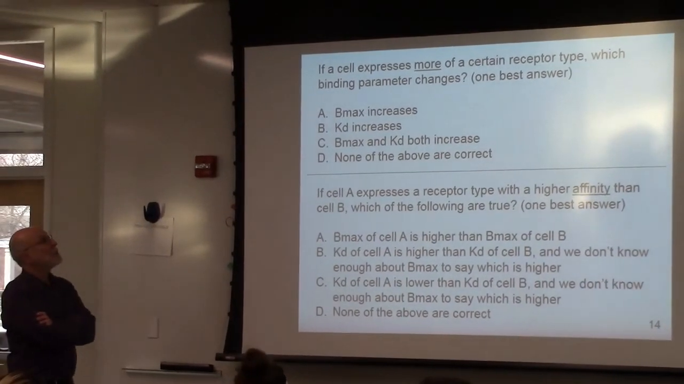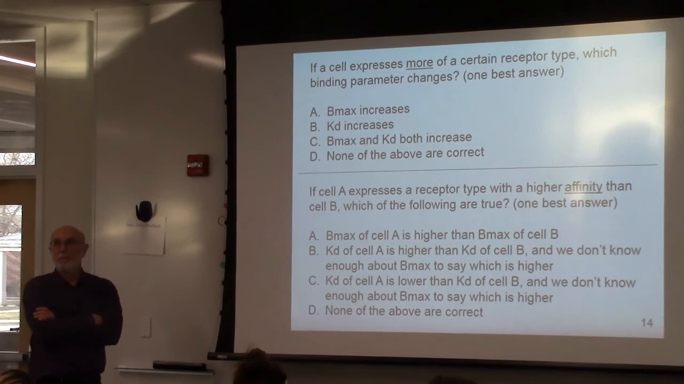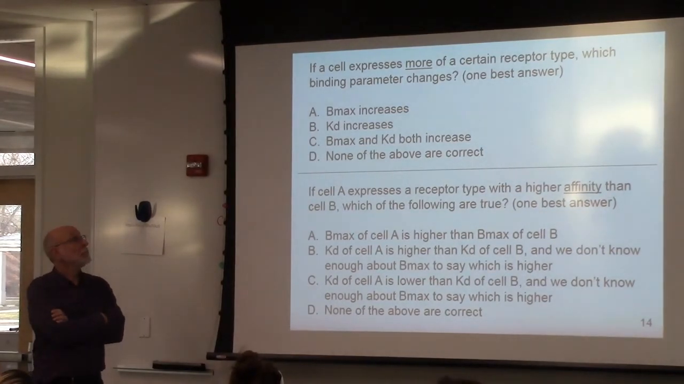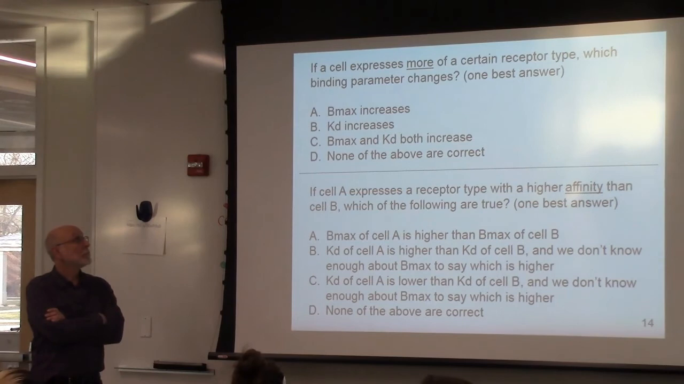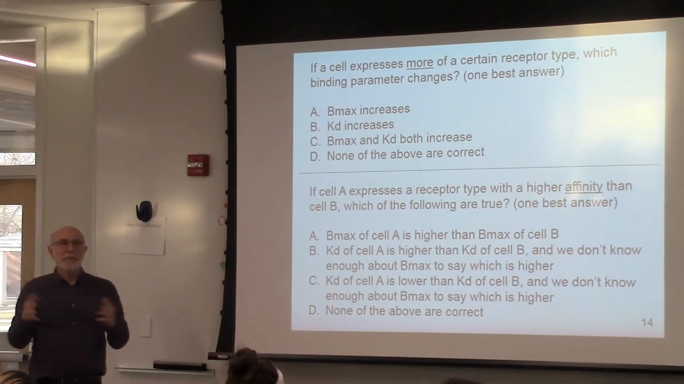Okay, if the cell expresses more of a certain receptor type, which binding parameter changes? One best answer. More of the receptor. The receptor is the receptor. More of it per cell.